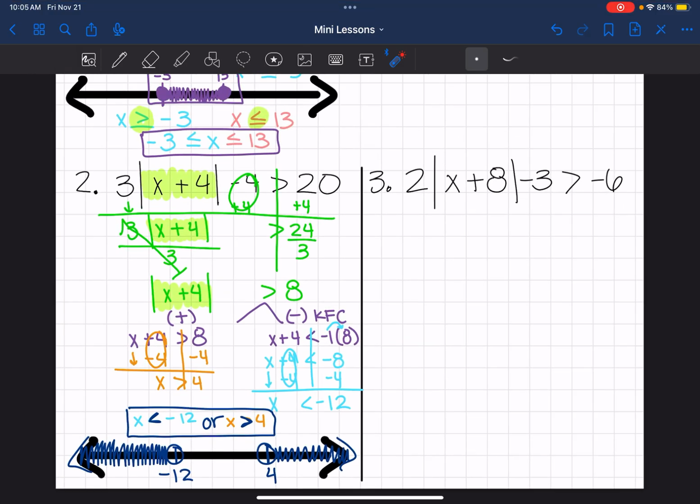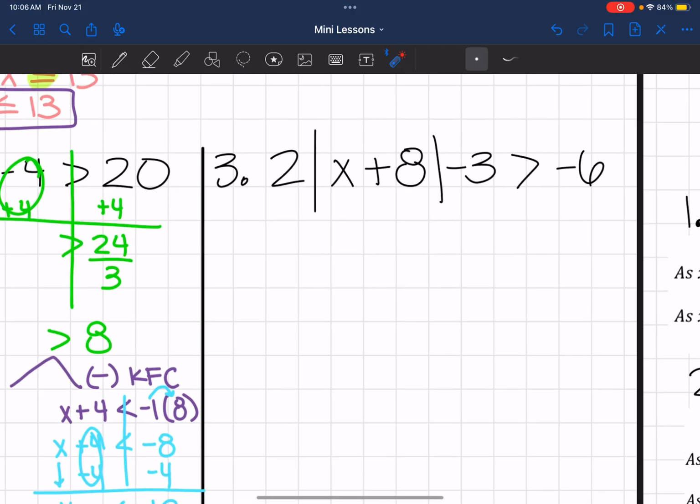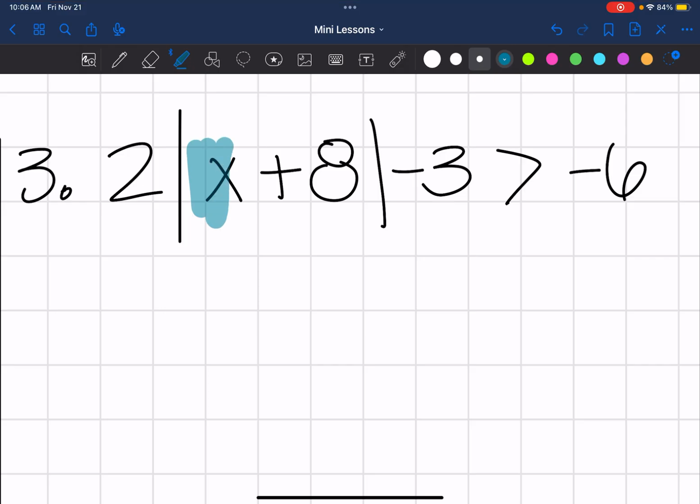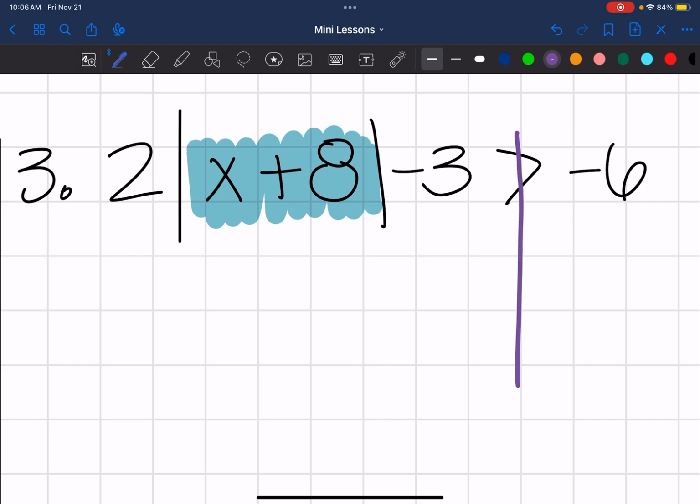Alrighty, we have one more example to go through. For this last example, we're going to start it the same way. I'm going to start by highlighting the absolute value because that is what we need to isolate first. I'm going to put up my inequality sign line so we can make sure we do our inverse operations when we cross that line.